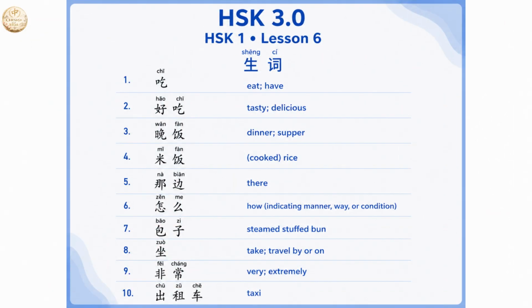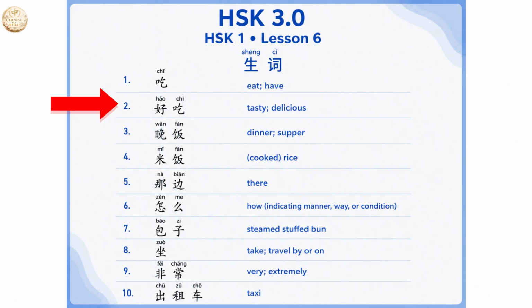Now let's dive into the vocabulary part first. Our first word is a very important verb, chi, eat. You must have noticed the mouth radical on the left side. It literally shows you are using your mouth to eat. You can say chi fan, which means to eat a meal. Fan, meal. Next, hao chi, tasty or delicious. If we add hen, which means very, before chi, it means hen hao chi, very delicious.